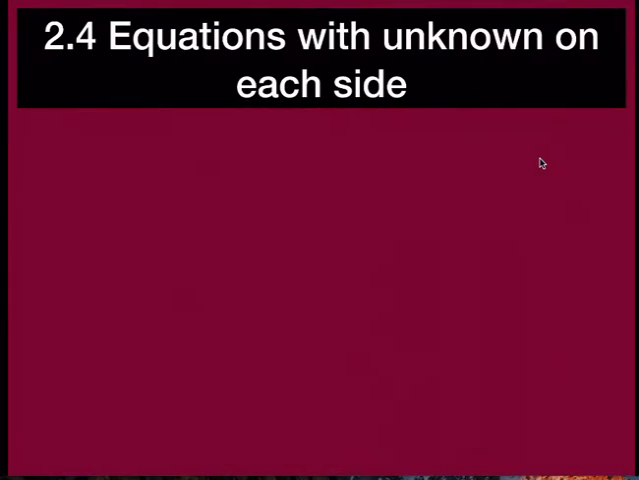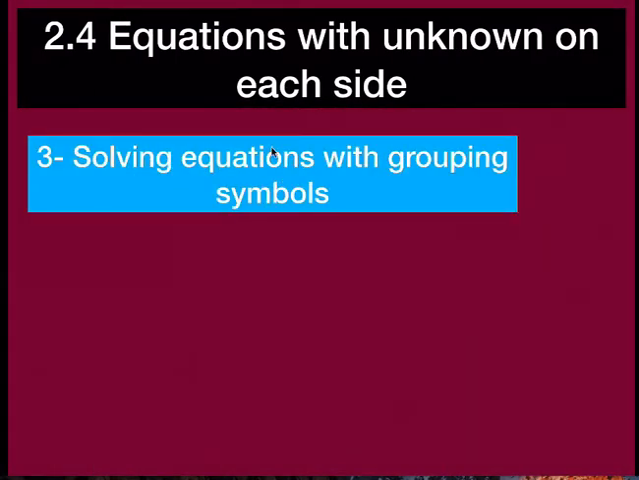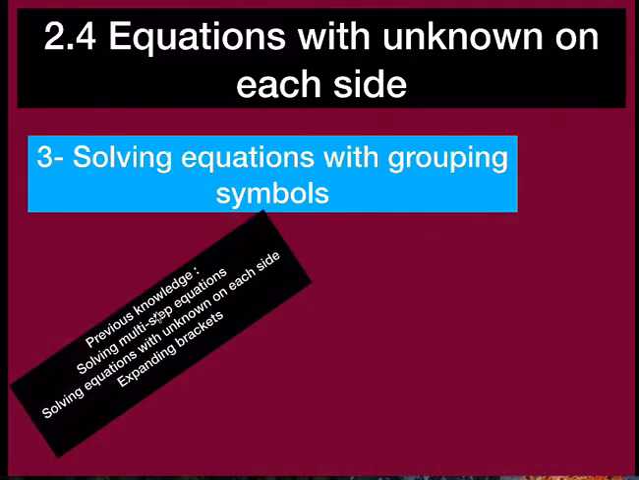In this lesson, we're going to cover solving equations with grouping symbols, which is objective number 3. The two previous objectives, we covered them in the previous video. We are required to be able to solve multi-step equations. This is section 2.3, and we are as well required to be able to solve equations with unknown on each side, which is part 1 of this lesson. We covered this before, and we should be able to expand the brackets as we need it for grouping symbols.